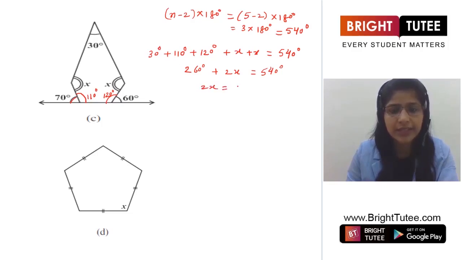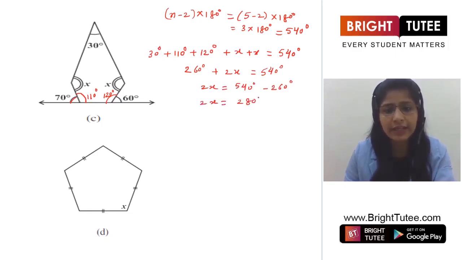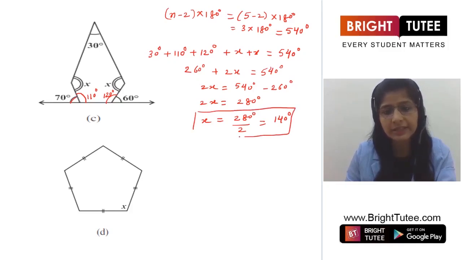So we will get 2x is equal to 540 degrees minus 260 degrees. We get 2x equals 280 degrees. Solving it, we get the value of x as 280 degrees divided by 2. So cancelling it, we will get 140 degrees. So this is our answer for part C.